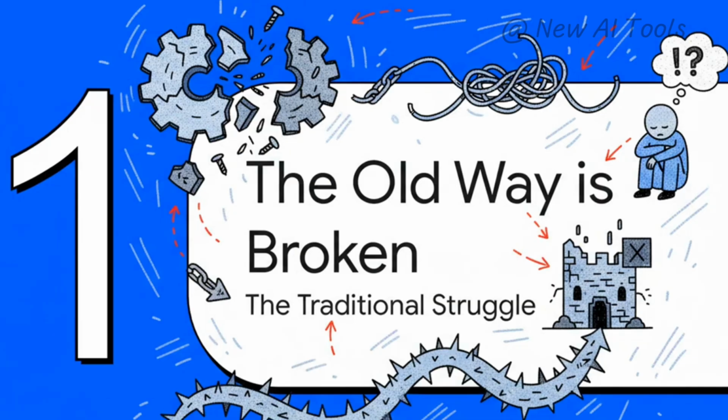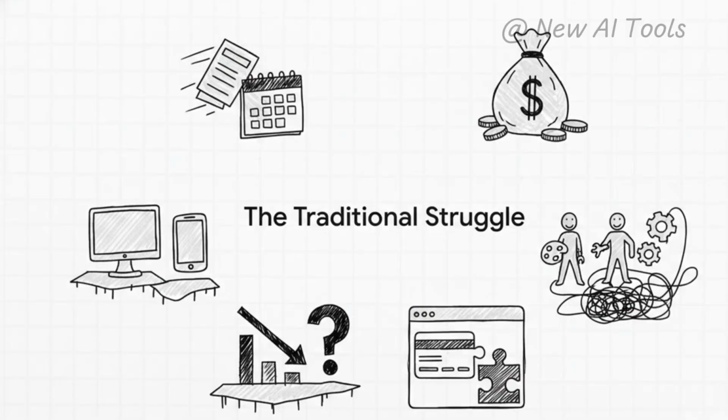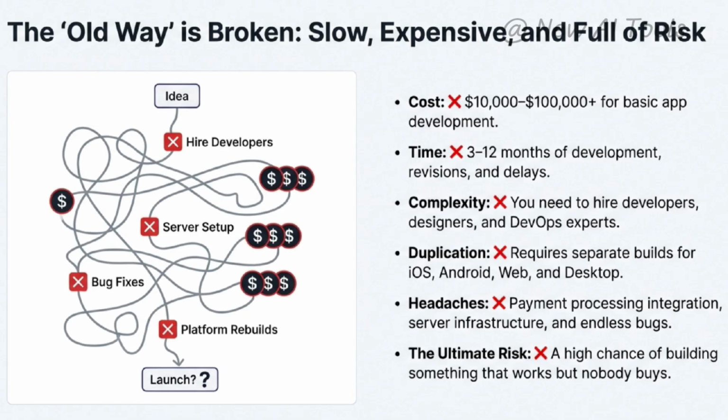Okay, let's really get into this. Before we even look at the new way, we have to appreciate just how broken the old way of building software is for most of us regular entrepreneurs. Yeah, the traditional struggle is a nightmare. We're talking 10 grand on the low end, but it easily rockets past $100,000. You're waiting, what, 3 months, 6 months, maybe a whole year just to see if your idea is any good? All while juggling developers, designers, server guys, and then you have the absolute headache of trying to get payment systems working. And after all that, there's a huge chance you built something nobody even wants to buy. It's just too slow, way too expensive, and crazy risky.